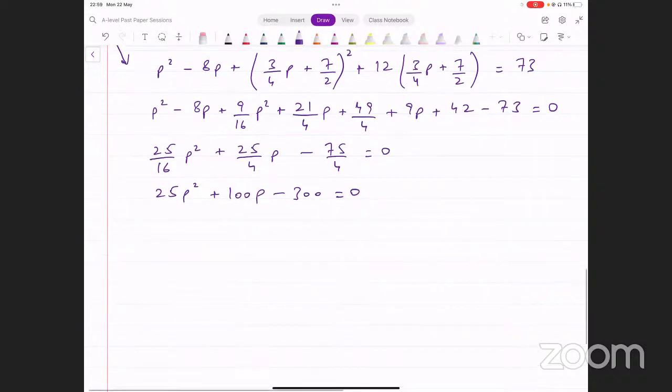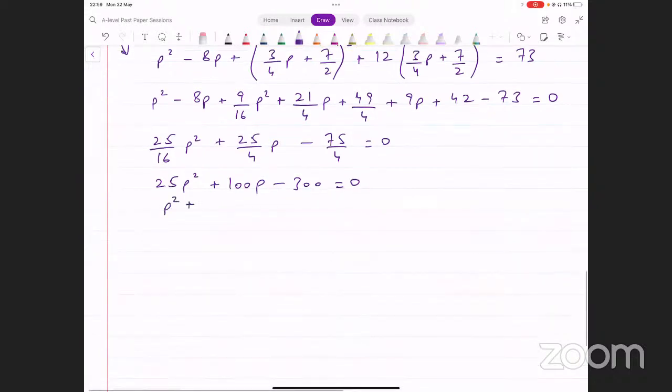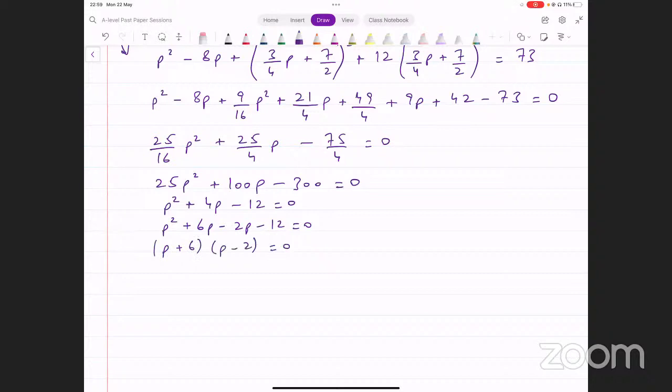इसको simplify कर सकते हैं, 25 से divide करते हैं, that will give us p squared plus 4p minus 12 equals 0. Can we factorize this? We can. It becomes p squared plus 6p minus 2p minus 12 equals 0. The two factors turn out to be p plus 6 and p minus 2. And the values of p that we get are p equals minus 6 and p equals 2.